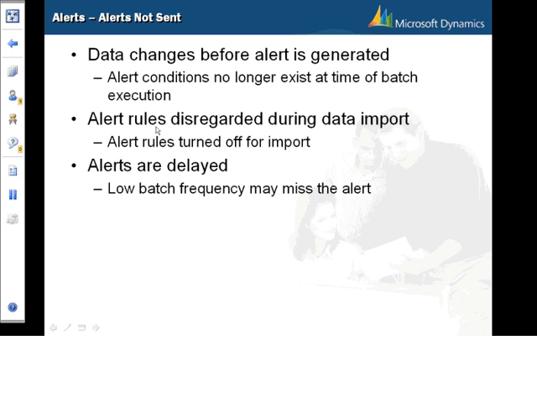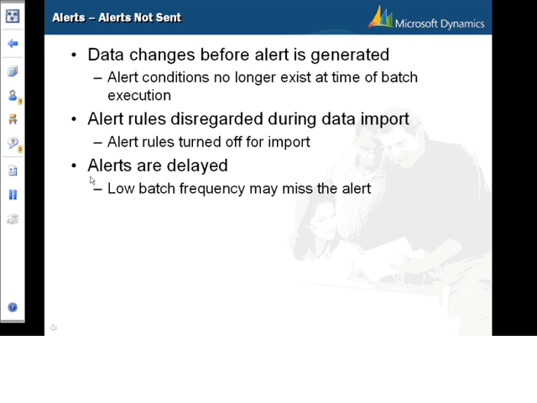Next, the reason alert rules are disregarded during data import. During data import, the processing of alerts can be turned off to avoid lots of alerts being sent to users who have created alert rules. When the alert generator is turned off, no alerts are triggered by the data which is imported, even though some of the existing rules match conditions of the imported data.